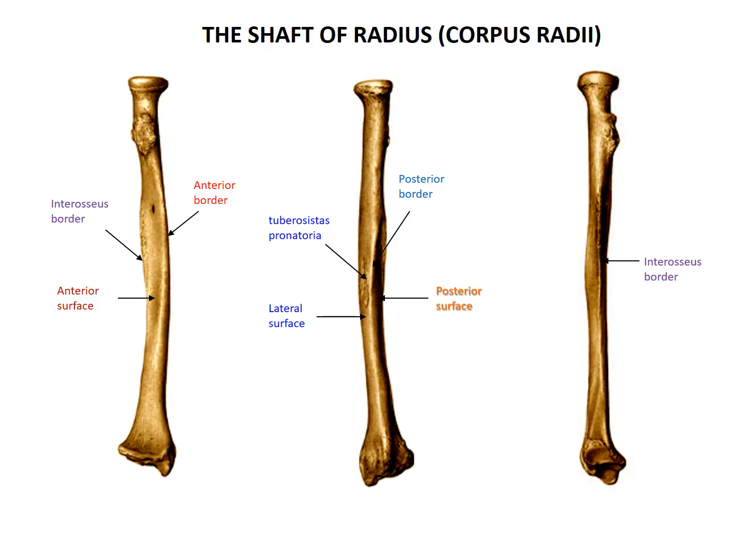Anterior surface is concave and lies between anterior and interosseous borders. Posterior surface lies between the interosseous and posterior borders. Lateral surface lies between anterior and posterior borders. Pronator teres is inserted on the rough area, tuberositas pronatoria, in the most convex middle part of this surface.